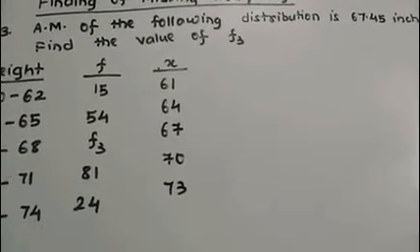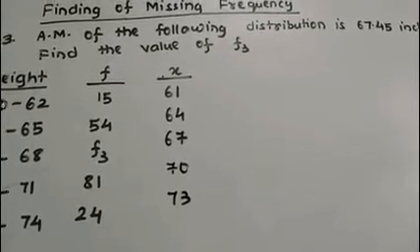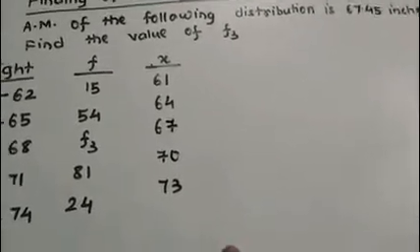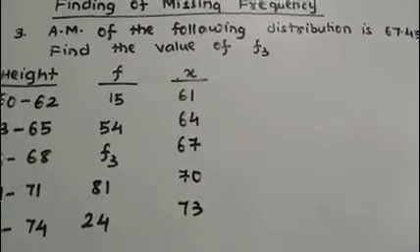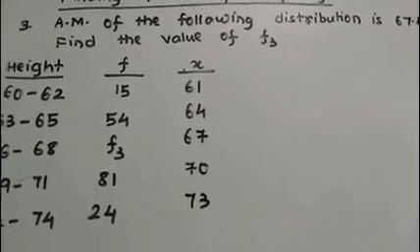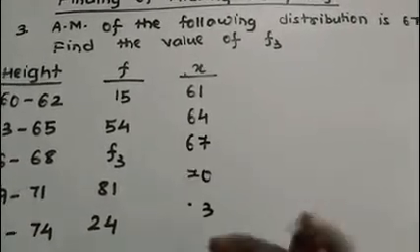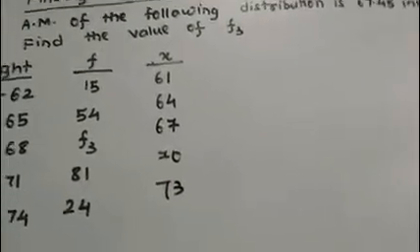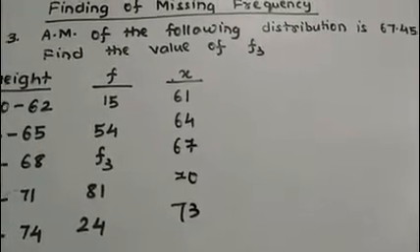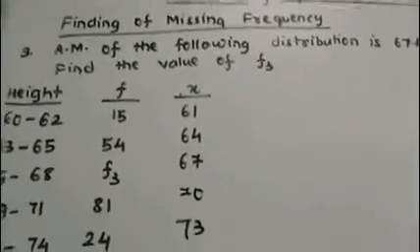Now here we have two choices. Either we can go with the general method, f into x, then also the answer will come, or we can use the step deviation method. It is your choice. I will be using step deviation here because I have already seen that the data of x and the data of f are in huge numbers, so the multiplication will be a little bit calculative. So for ignoring that, I will use the step deviation method here.